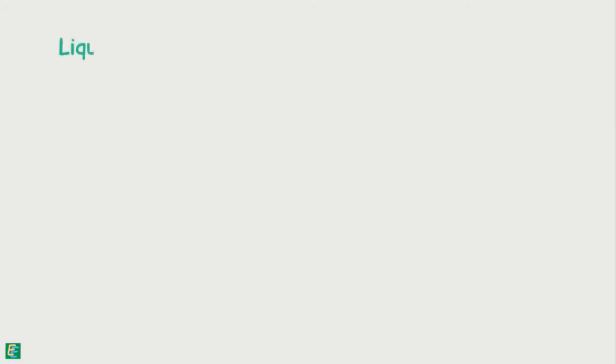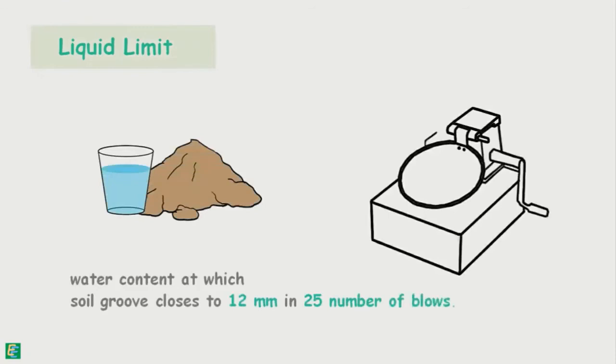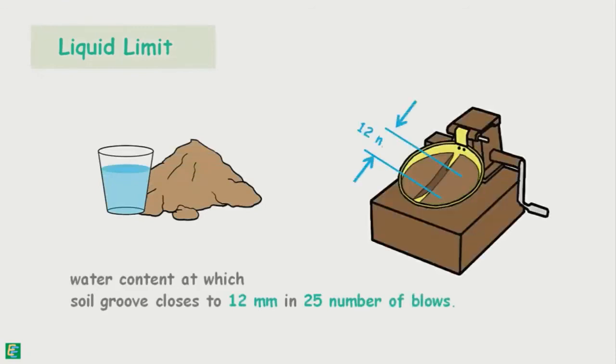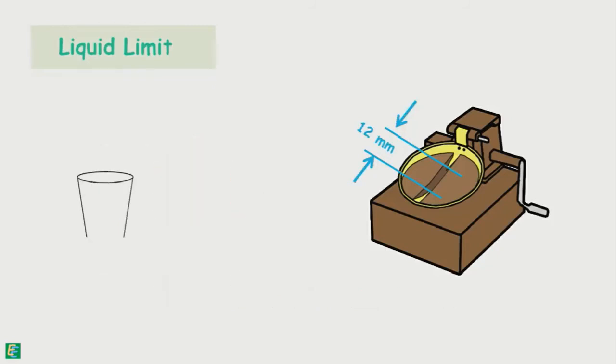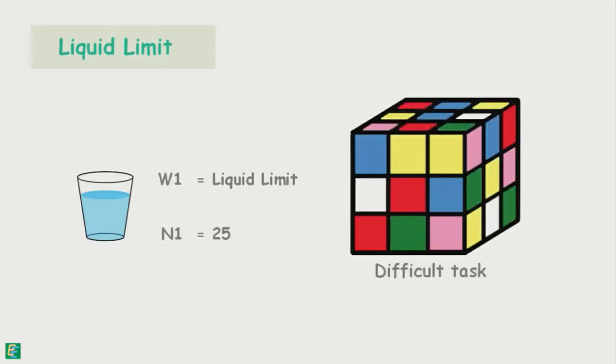The liquid limit has been defined as the water content of the soil at which the groove closes to 12 mm in 25 number of blows. That means our observation of water content W1 could be the liquid limit of our soil sample if the number of blows given to the soil sample N1 was 25. But practically it is difficult to get exactly 25 number of blows for the 12 mm groove closure.